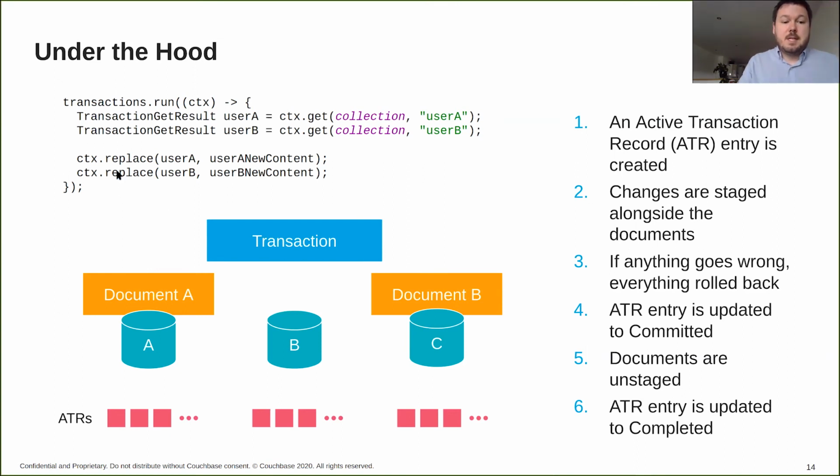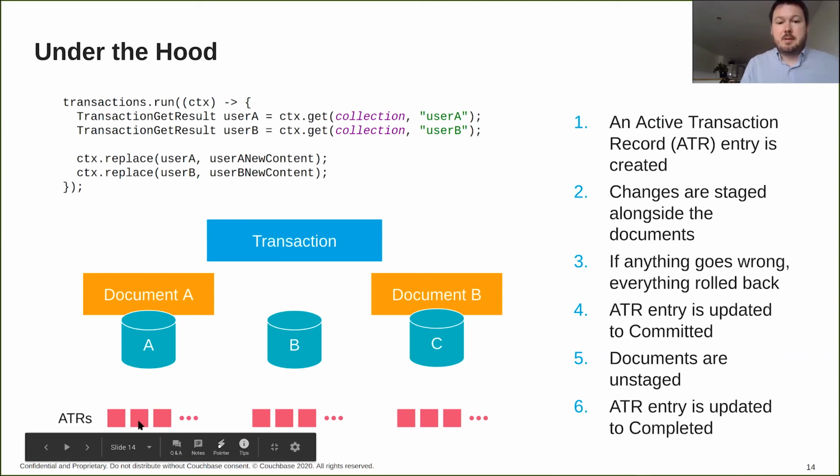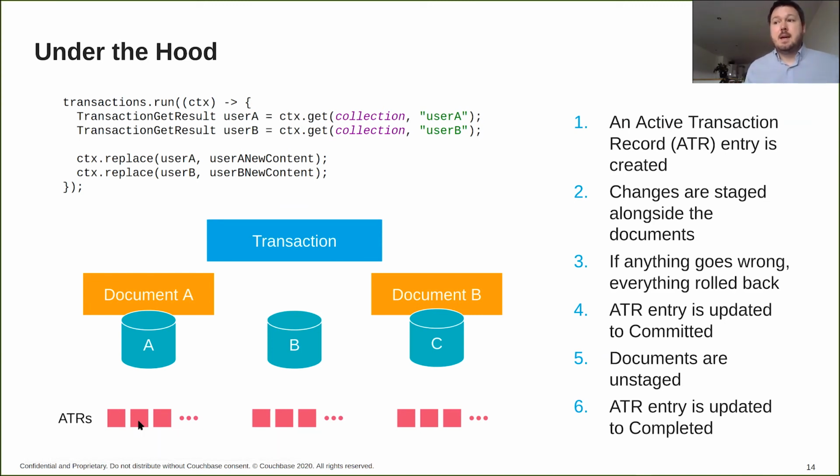If all of this was successful and no exception was thrown and we reach the end of the Lambda, we commit the transaction. So we go back to that ATR entry we created earlier and flip it to committed. And now, from the point of view of transactional-aware actors, such as the transactions library, the whole transaction is now atomically committed.